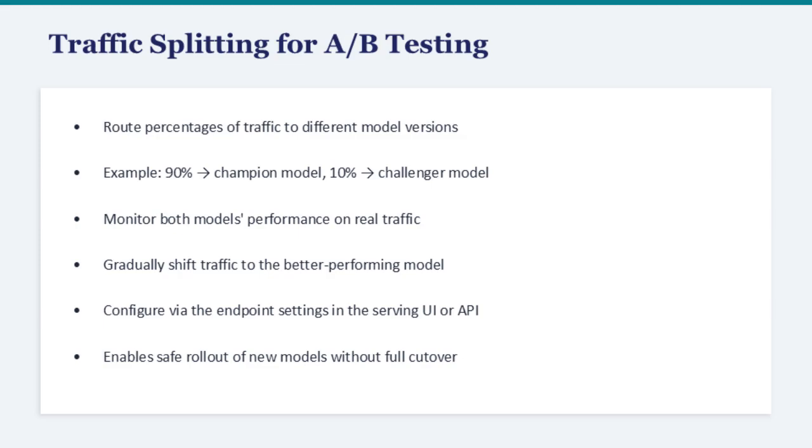As the challenger proves itself, you gradually shift more traffic towards it. If it performs worse, you shift back. This is actually configured in endpoint settings, either through the UI or API. You specify traffic weights for each model version. The exam actually asks about splitting the data between endpoints for real-time inference. The answer is traffic splitting for A/B testing. This enables safe, gradual rollout of your new models without risking the full cutover.